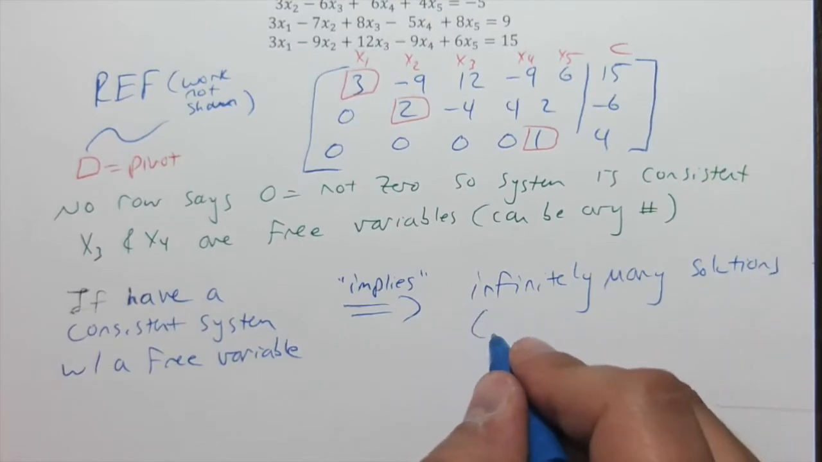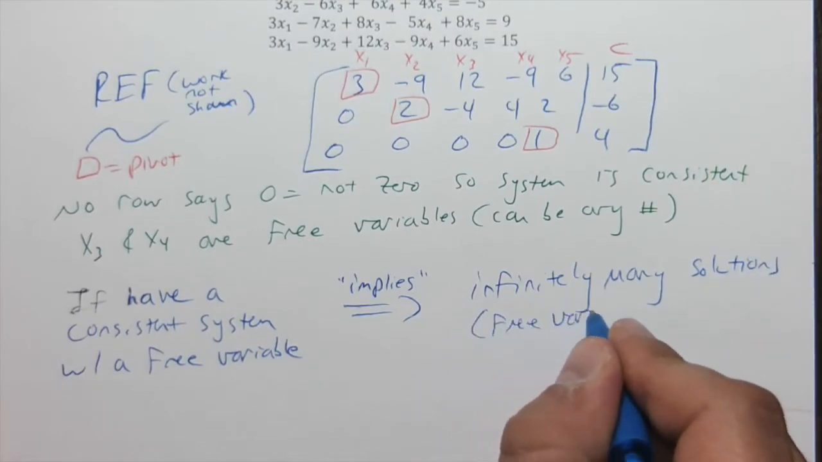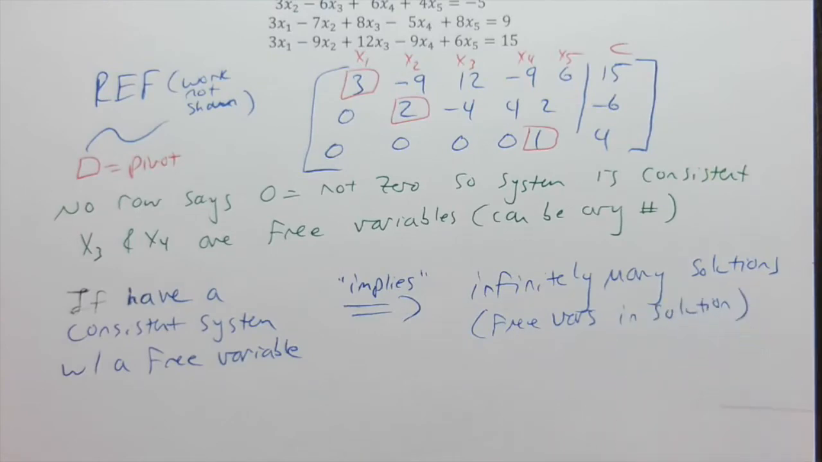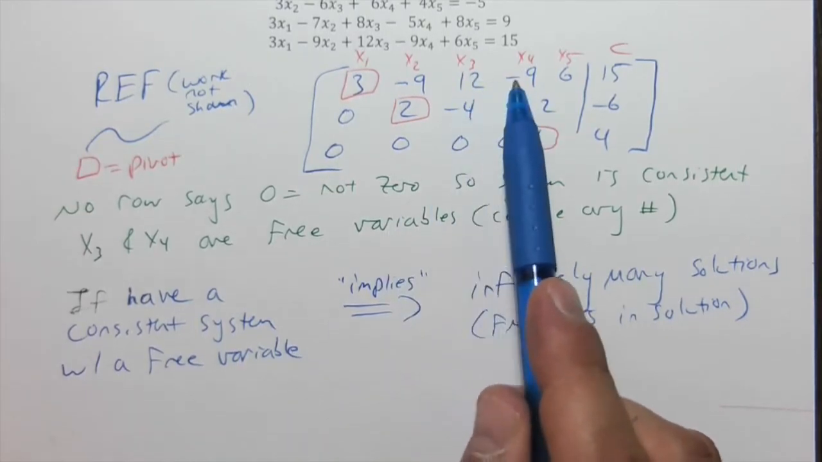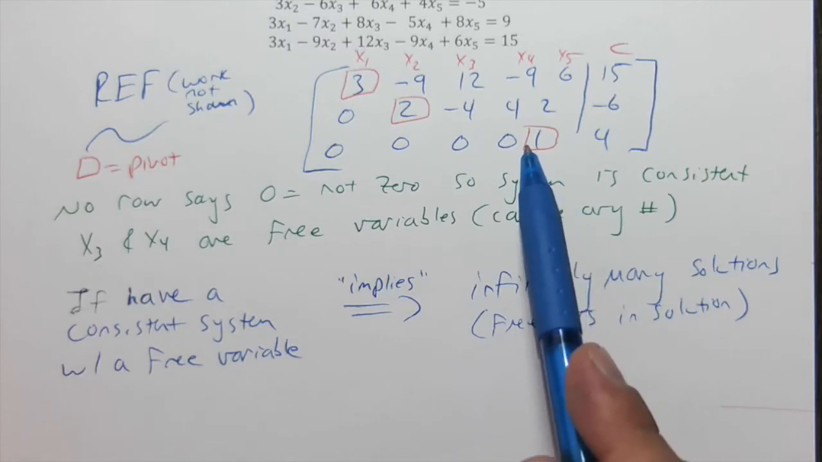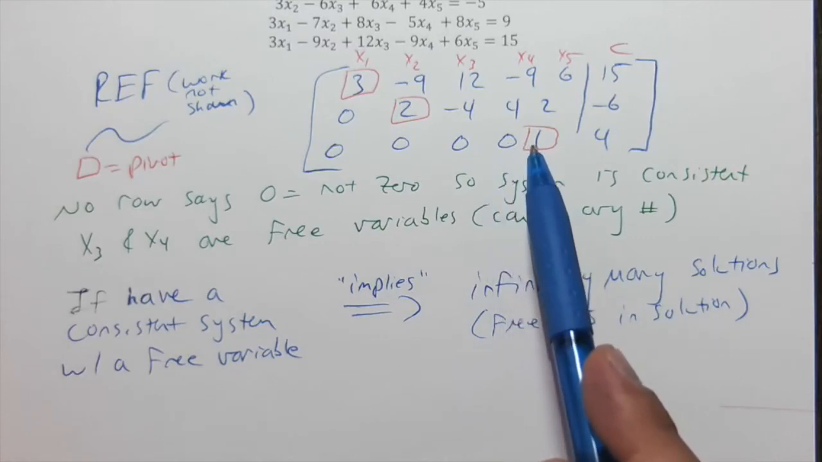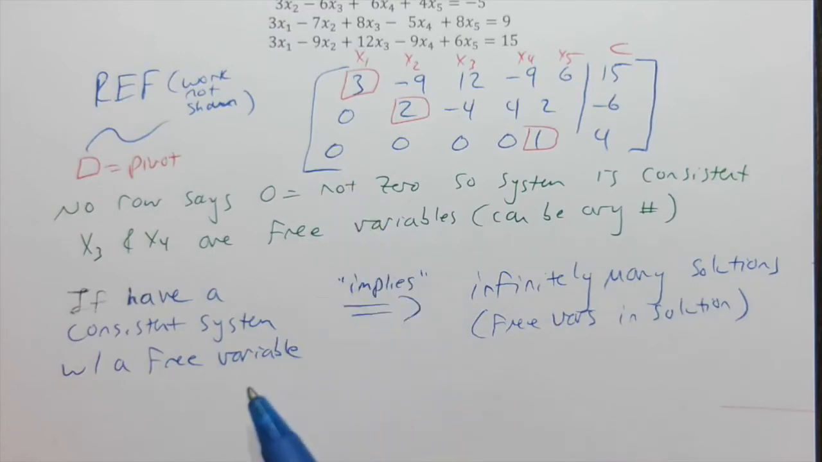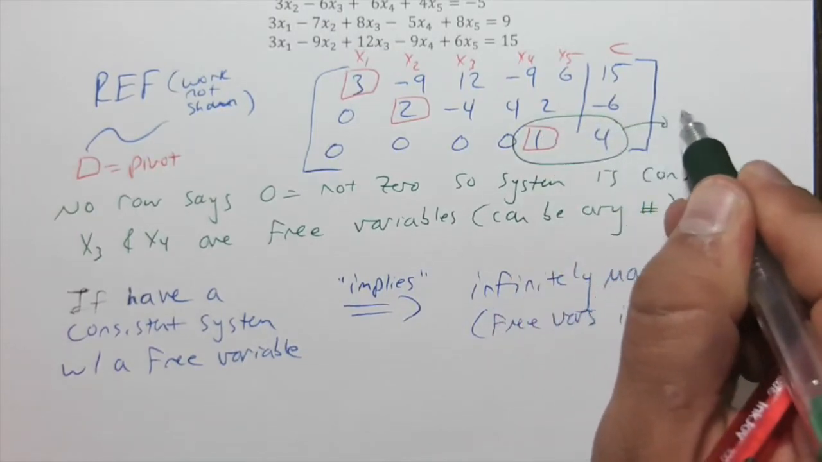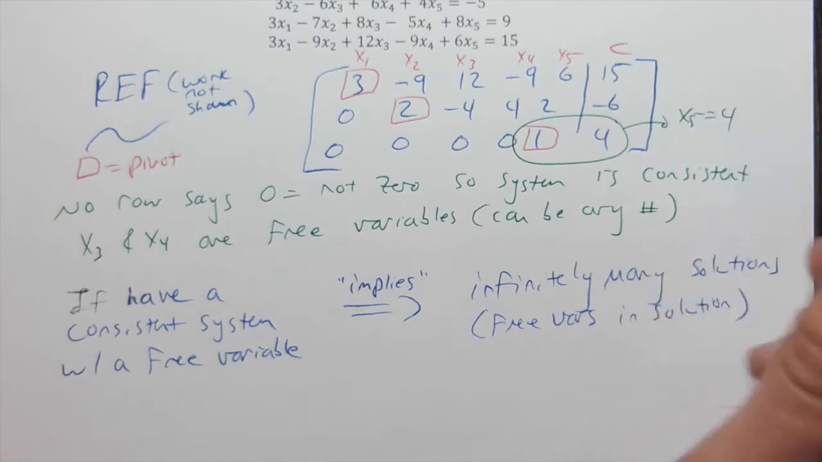In other words, you're going to have the free variables in the solution. More specifically, in this particular example, since x3 and x4 are the free variables and x1, x2, and x5 are not, we actually get x3 and x4 in the expressions for the other ones, right? And we should also notice here that x5 gets a value again. So this last row right here just tells us that x5 is actually the number 4.